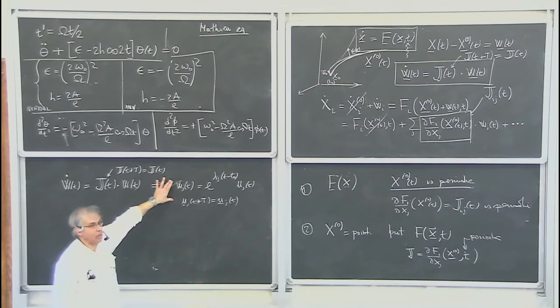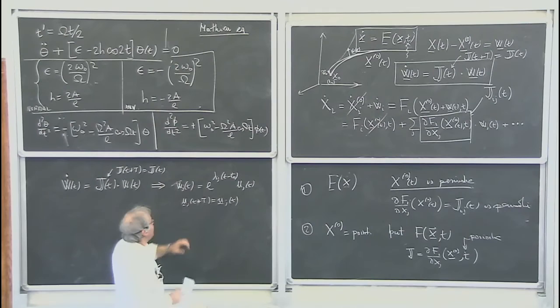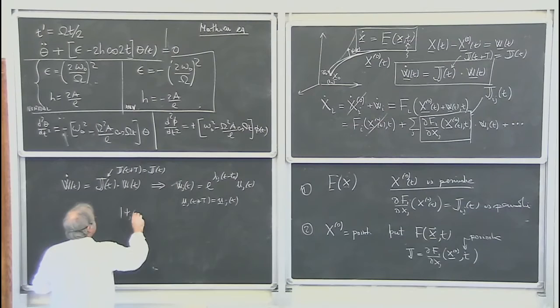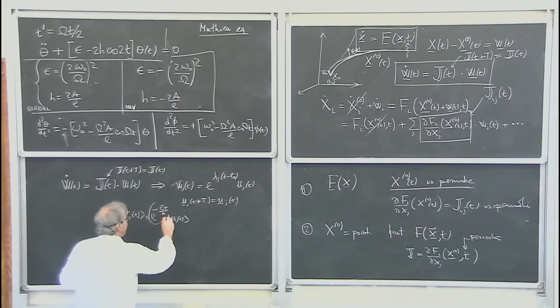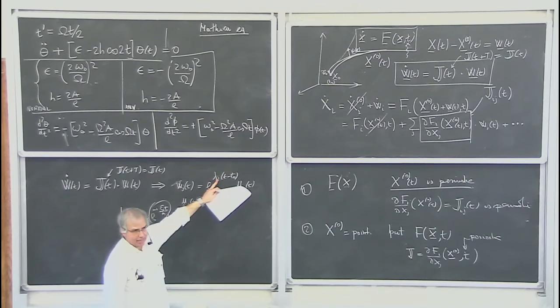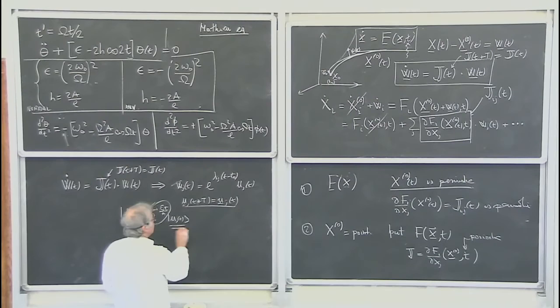Except that in that case, I was writing psi j of t equal to e to the minus i epsilon j t over h bar times uj of t. Now, this is a phase. Now, it's not a phase. It's, in general, a complex number. But the periodic part is somehow the same, formally.